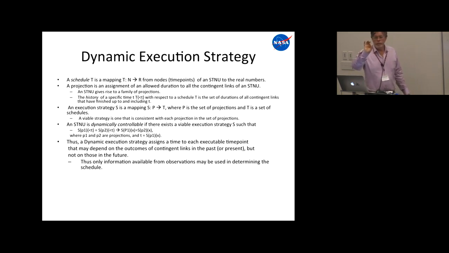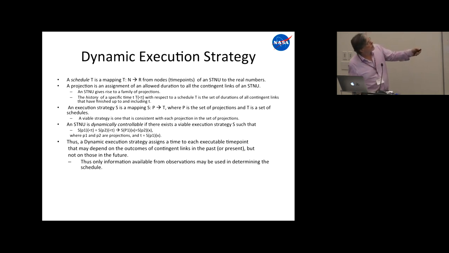Nature has already played its cards. It knows what it's done. So that's an actual simple temporal network. So the STNU gives rise to a family of projections and a family of underlying STNs. A history up to a point is a set of projections that have been assigned up to that point. An execution strategy is a mapping from projections to schedules. Okay, so an execution strategy, which I gave an example of earlier, is you have some projections, and the projections tell the strategy what schedule to apply. Okay, that's what a strategy is, more formally.